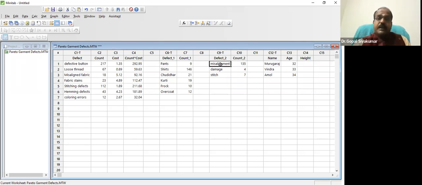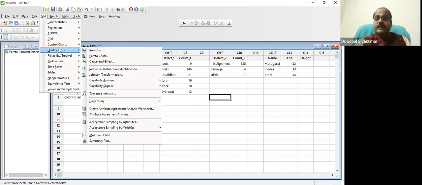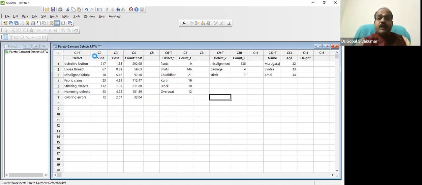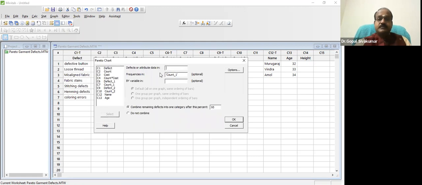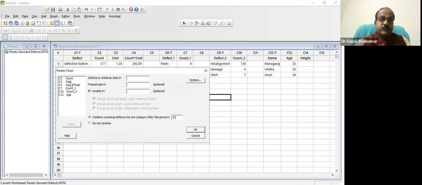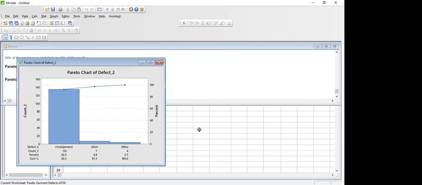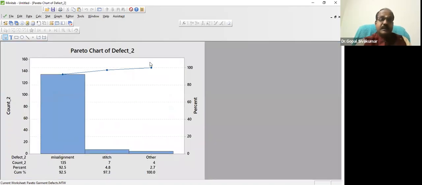So I am going to plot a Pareto now. All of you are going to guide me. Tell me how to plot a Pareto. Which option should I use here? Stat, then Quality Tools, then Pareto. Now which column should I choose? Defect, C9. Let me choose C9, click and select. And now in the frequency, I will select C10. Click and select. Now what should I do? Okay, now I understand.